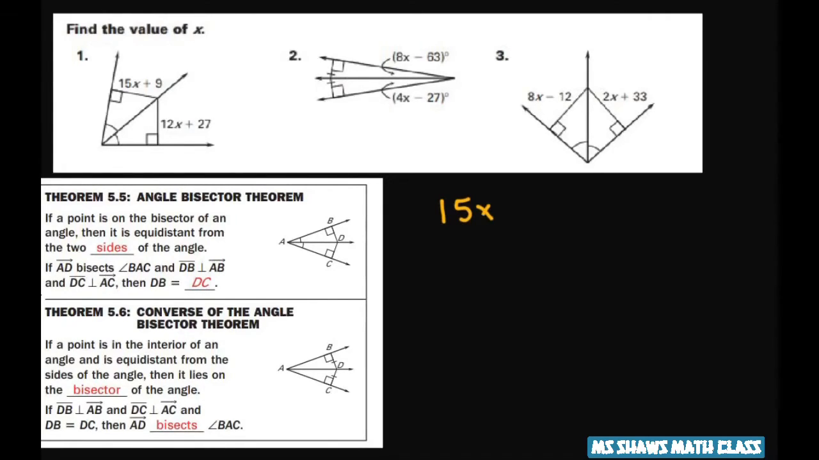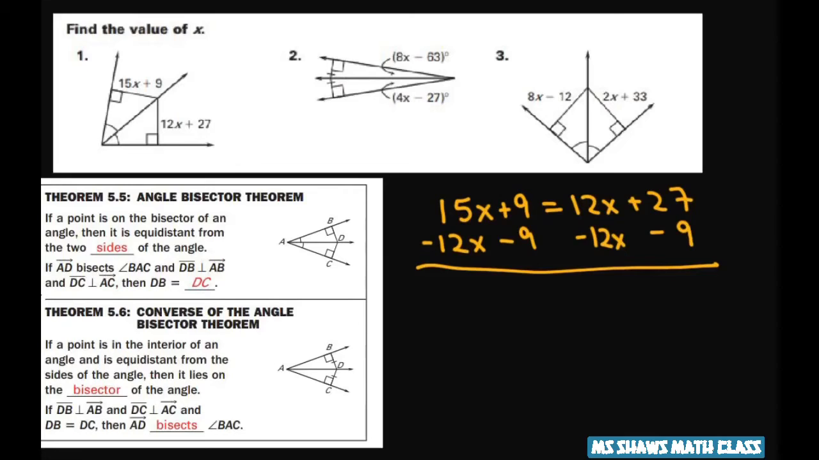So we have 15x plus 9 equals 12x plus 27. And we're going to subtract 12x from both sides of the equation and subtract 9 from both sides. So this is going to give you 3x equals, so that would be 17, 18. And these two canceled, so x equals 6.